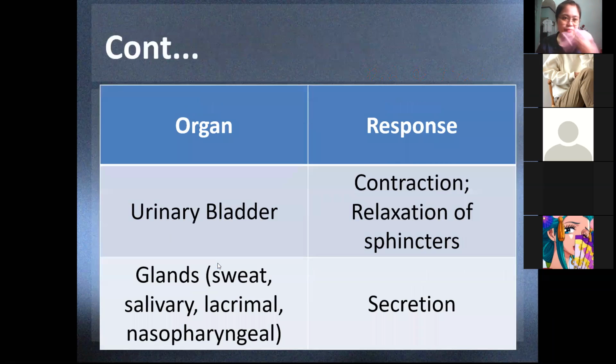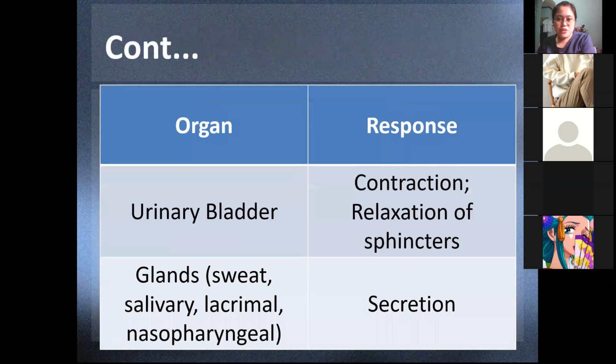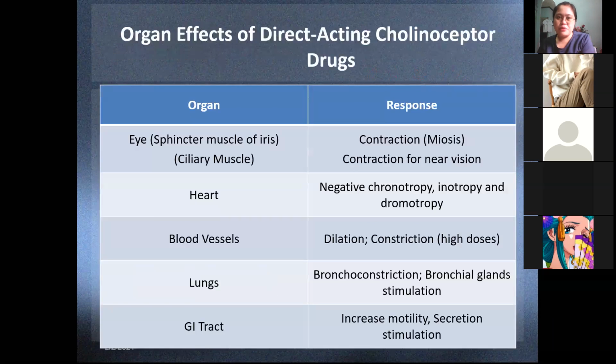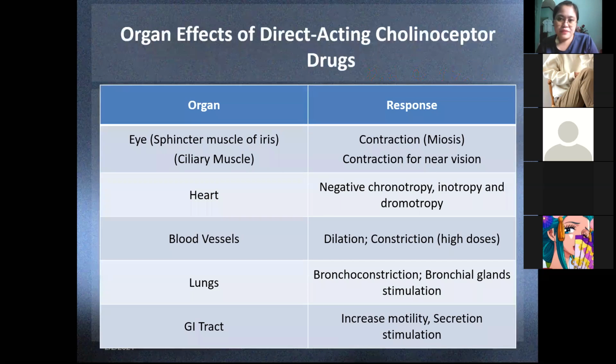None? So do not forget the effects of the parasympathetic, because this one is more specific, but if we want to summarize the effect of acetylcholine, just remember the dumbbells. It's automatic, the parasympathetic or the effect of acetylcholine. So let's go through the effects of acetylcholine on each of our organs.